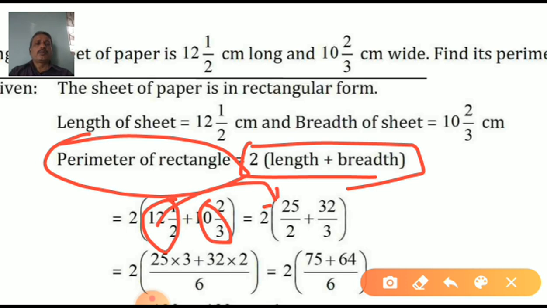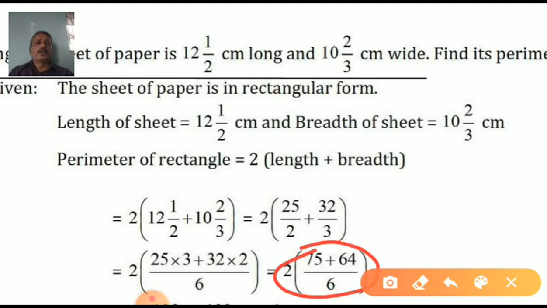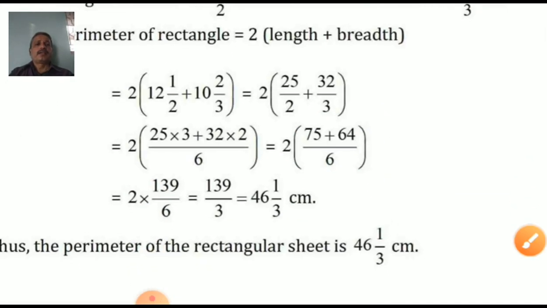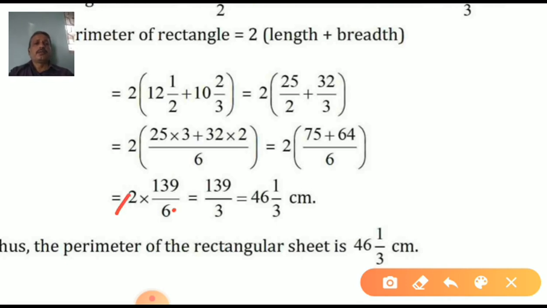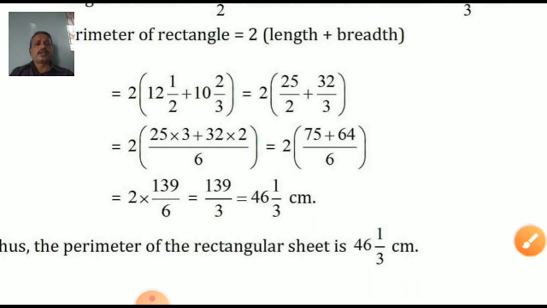Make the mixed number into an improper fraction. Next step is cross multiply. You will find the answer up to here, 75 plus 64 upon 6, and multiply with 2 also. Let's check. This is our 139 upon 6, and this 6 will be 2 ones are 2 and 2 threes are 6. Isn't it, student? That's why the steps become like this. Now divide it and you will have the answer 46 and 1 by 3. That's why the perimeter of the given rectangle sheet is 46 and 1 by 3 centimeters.